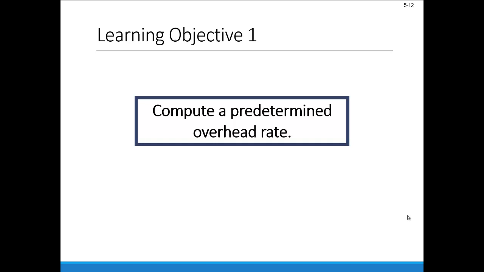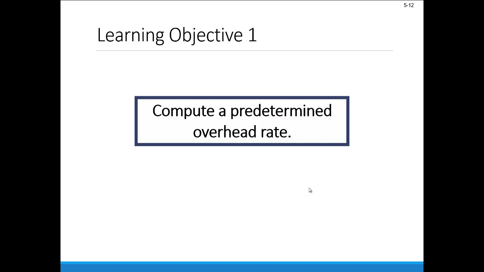This video covers Chapter 2 Learning Objective 1, Compute a Predetermined Overhead Rate. Predetermined overhead rates are a critical piece of job order costing systems, and really of cost accounting systems in general. So we hit on those a lot throughout the next few chapters here.